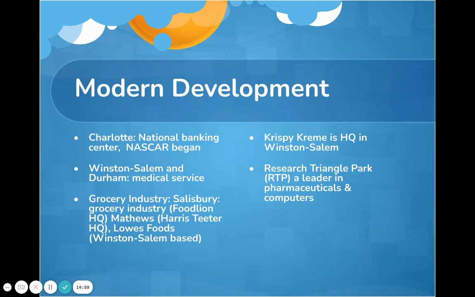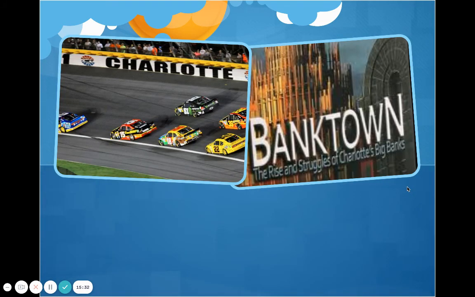And an area called the Research Triangle Park, or RTP, which is a leader in pharmaceuticals and computers, can be found, and that connects Durham, Raleigh, and Chapel Hill. If you look at it on a map, if you draw a line from Durham, Raleigh, and Chapel Hill, it kind of forms the shape of a triangle, and that is where a lot of research goes into medicine, and a lot of computer programming and such things as that.